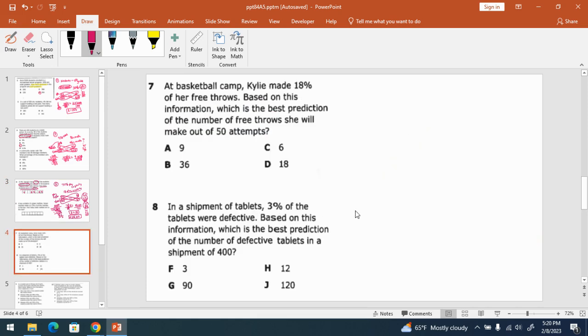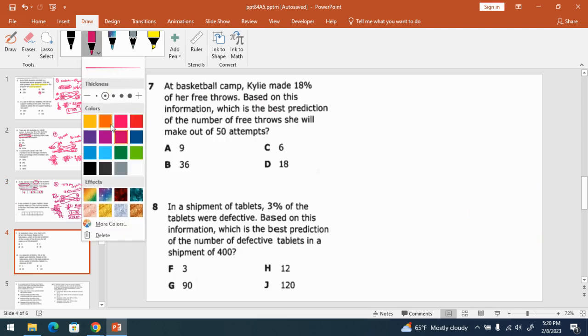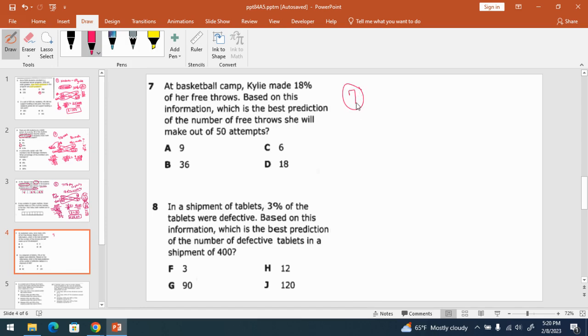We have number 7 now. Same system. The key is to read carefully. Okay. 7. Kylie made 18% of her free throws, so I know that 18% in this problem is what she made. Based on this information, which is the best prediction of the number of free throws she would make out of 50? You see that out of 50 is the total. So she tried 50. This would be the total that she tried.